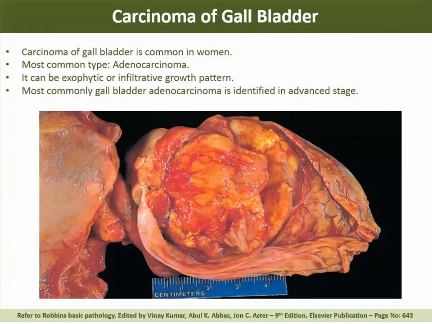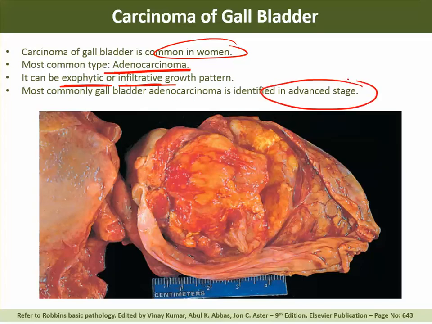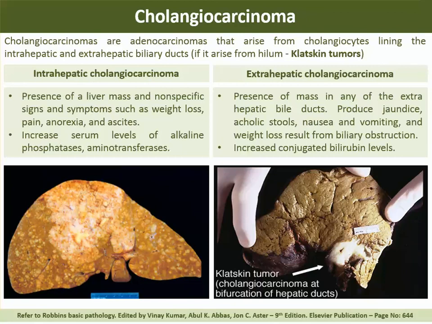Now coming to carcinoma of the gallbladder. It is most commonly seen in women. The most common tumor is adenocarcinoma, and mostly it will be exophytic. Sometimes it will be infiltrative, which means it goes into the wall of the gallbladder. And usually it is identified in the advanced stage, because it will produce obstructive jaundice. When you investigate the obstructive jaundice, you will identify this tumor.